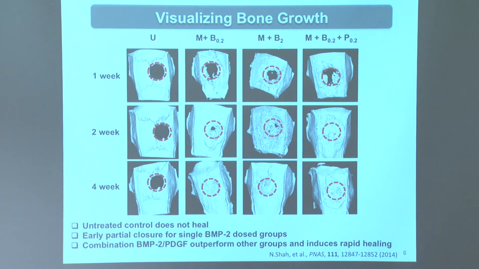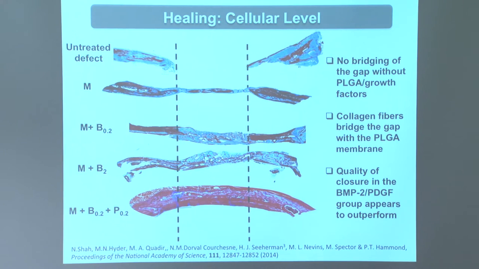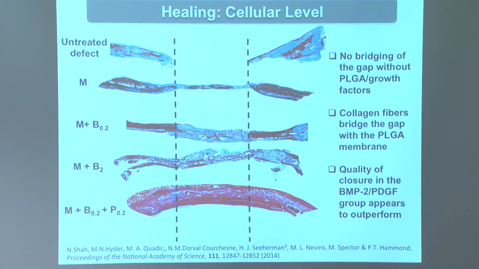Here you can see the membrane with 2 micrograms, and there's absolutely no difference in terms of the amount of closure of that defect. And when we look at 0.2 micrograms of BMP2 and 0.2 micrograms of PDGF, there's very little difference. We may see a little bit faster healing, but we have to explore the histology to really understand if there's anything meaningful going on. So we actually look at histological slices of this tissue.